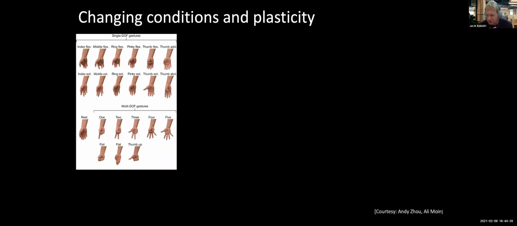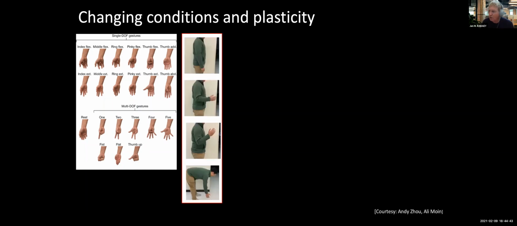But there are some challenges in making this work in real situations. Number one, you have a set of gestures; in this case, there are about 23 gestures we're playing around with. But another factor that plays in is how I position my arm. If I change the way I hold my arm, my EMG signals will change as well. They depend upon the environment or the context in which they're generated.